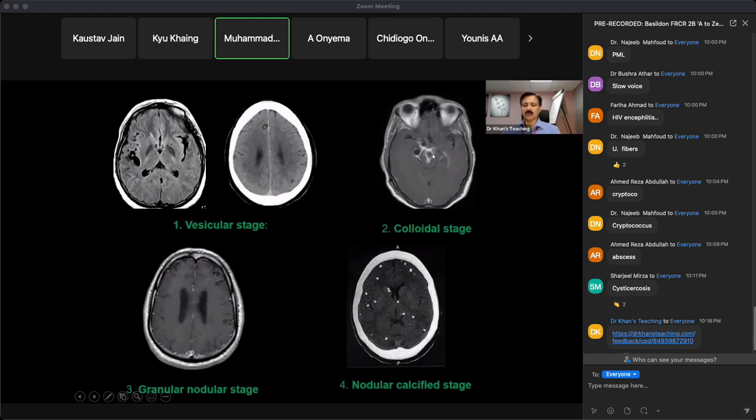Colloidal, always give contrast and it will enhance. Now enhancement is very minimal in the granular stage, so nobody is going to ask you about this stage. Of course, calcified can be asked because of calcification. So the examiner can simply show you this on a SWI sequence, and you will be saying, oh, is this micro hemorrhages? And actually it will be small calcifications.